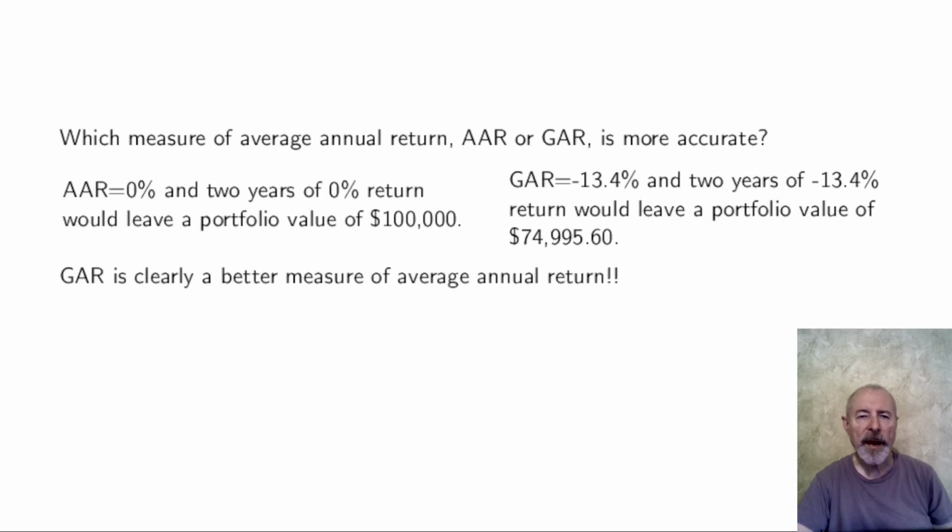Which measure of average annual return, AAR or GAR, is more accurate? Well, an AAR of 0% over 2 years would give you a portfolio value of $100,000. A GAR of minus 13.4% over 2 years would give you a portfolio value of $74,995.60. His actual value is $75,000. Clearly, GAR is a better measure of average annual return.